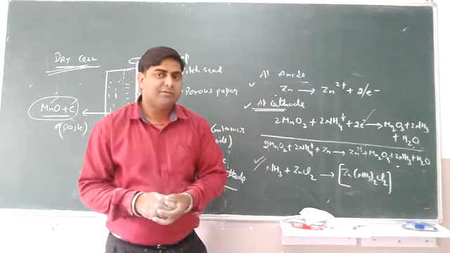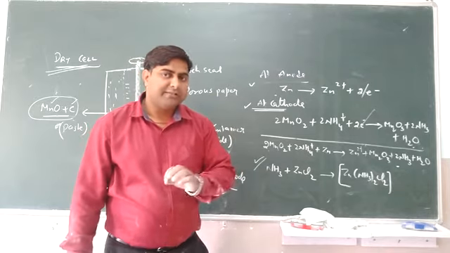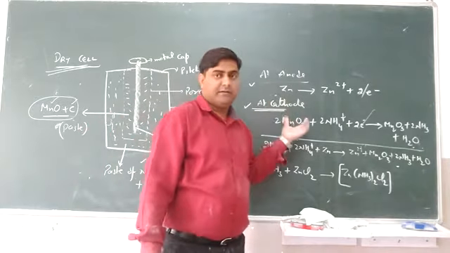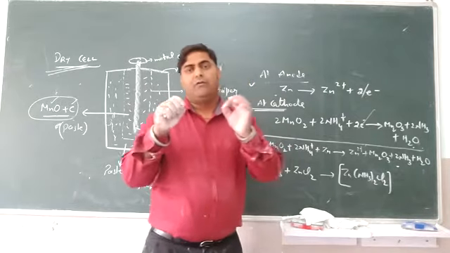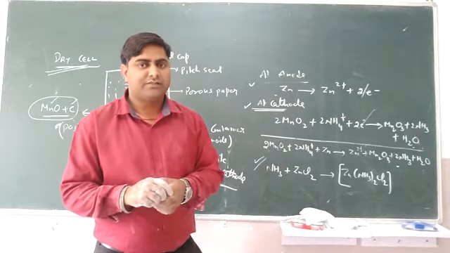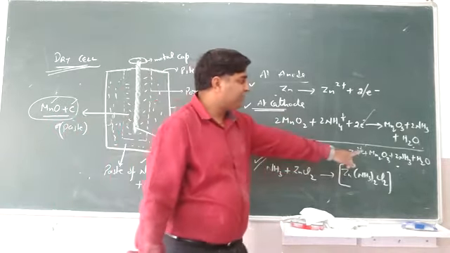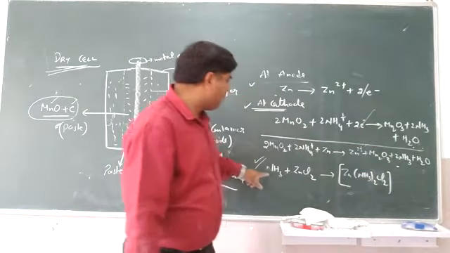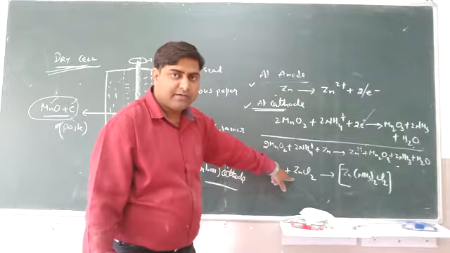Now, one of the most important questions which comes in exam. Question is, the ammonia gas produced in dry cell does not come out. Why? Or what is the role of anhydrous zinc chloride used in dry cell? You can see here the ammonia gas produced here. It combined with zinc chloride, anhydrous zinc chloride.